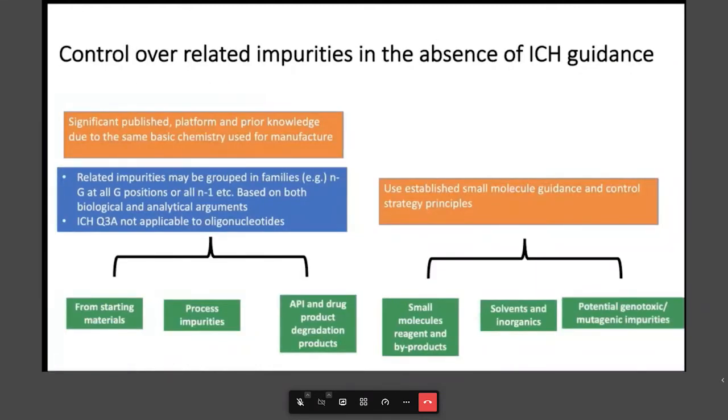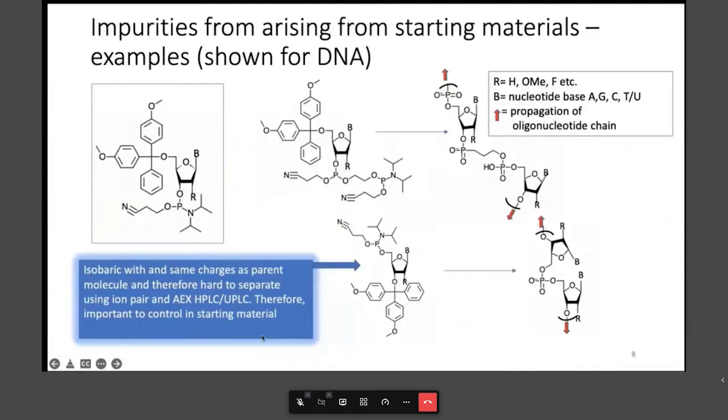So I really want to dive very quickly through this slide. And we're going to focus mostly on the left-hand side because small molecules, solvents, and genotoxins and mutagens tend to be pretty established and not much of an issue for us. The problems are characterizing impurities from starting materials, process impurities, and degradation products.